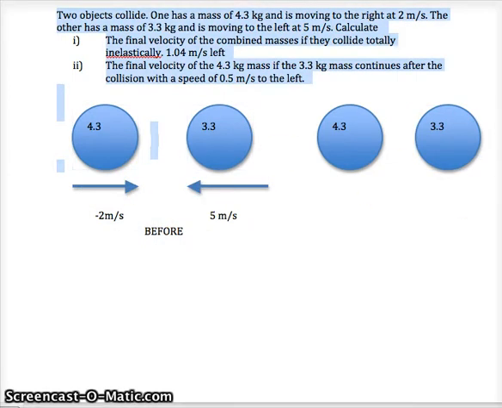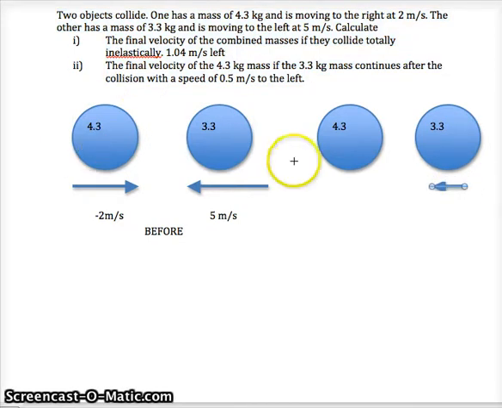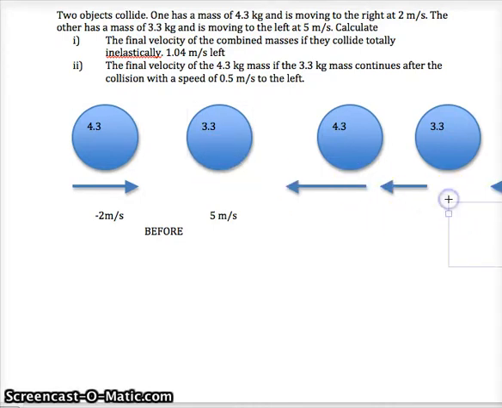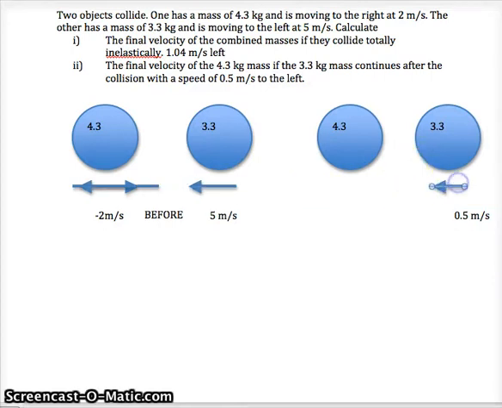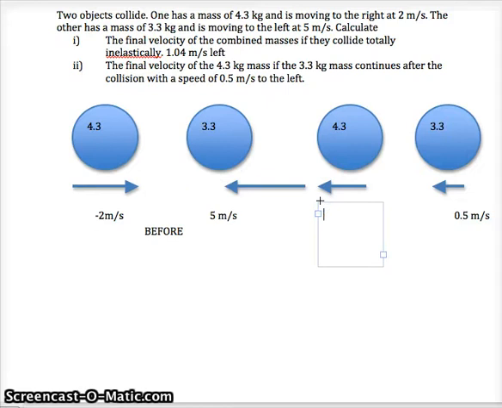We know that 3.3 has a final velocity to the left, so it's a fair guess that the 4.3 also has a final velocity to the left. I don't know how else it would work. And we can write this as 0.5 meters per second. And then this one is V. We don't know what it is. However, we can still do the same thing we did in the last problem. We can say momentum before equals momentum after.